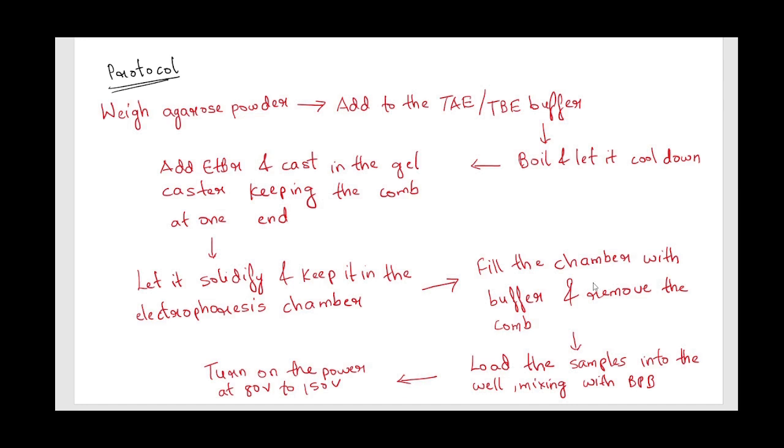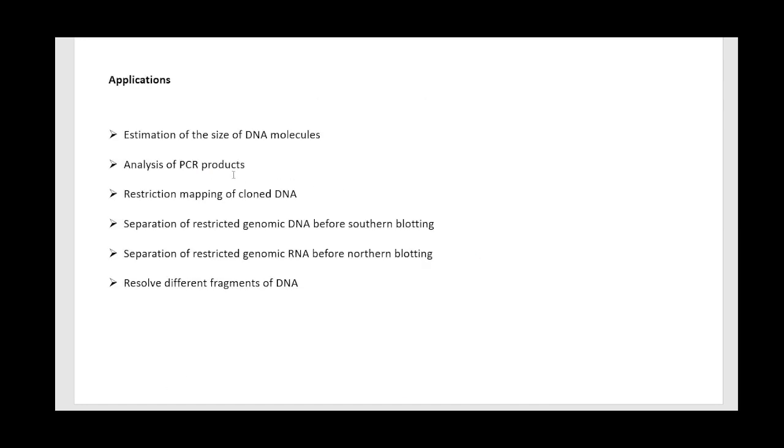Once it gets solidified, keep it in the electrophoresis chamber. Now fill the chamber with the buffer and then remove the comb. Now here the same buffer that you have used for the preparation of gel has to be filled in the chamber. Now load your DNA samples into the well after mixing with DNA loading dye. Now connect this setup to a power pack and turn on the power at 80 volts to 150 volts. Once your DNA samples migrate to the positive electrode, turn off the power pack and visualize the gel in an UV trans illuminator.